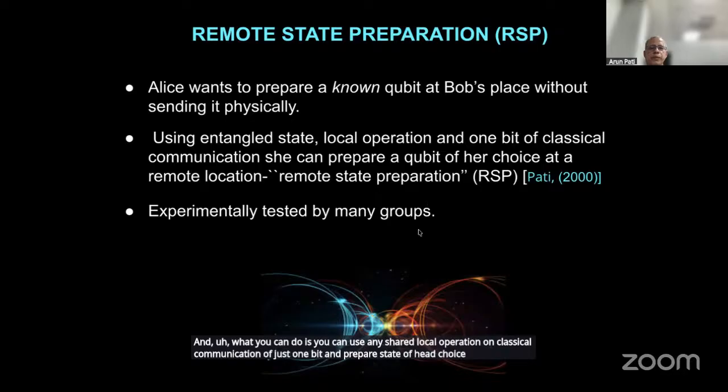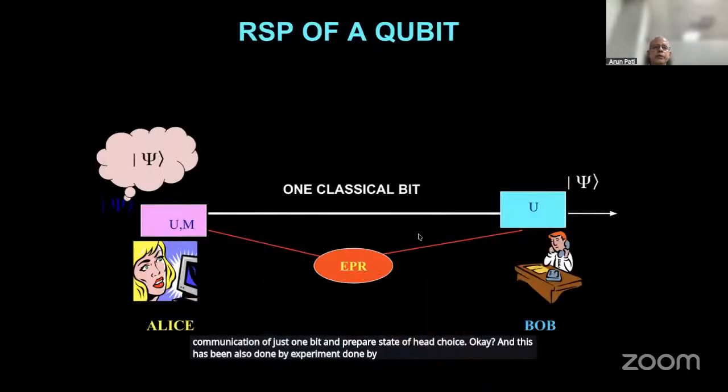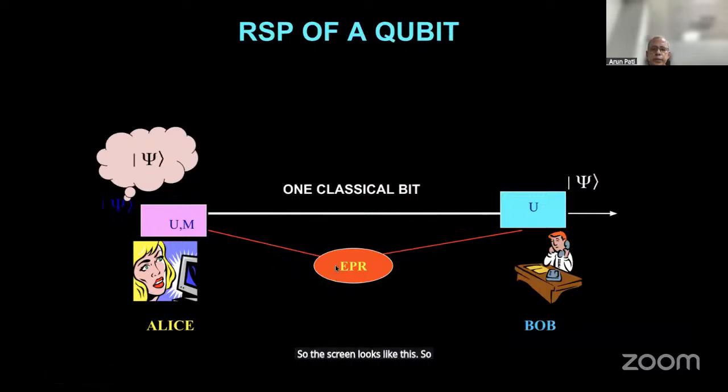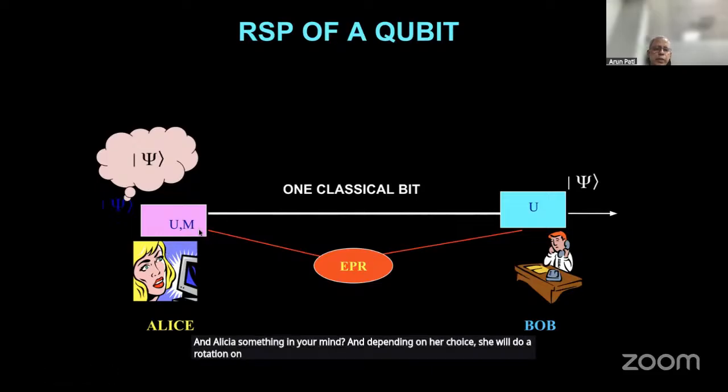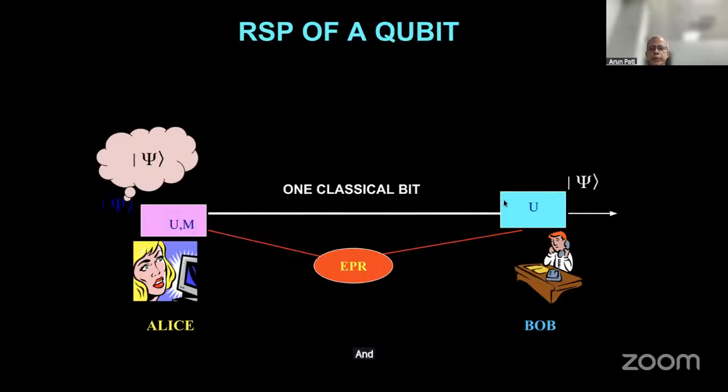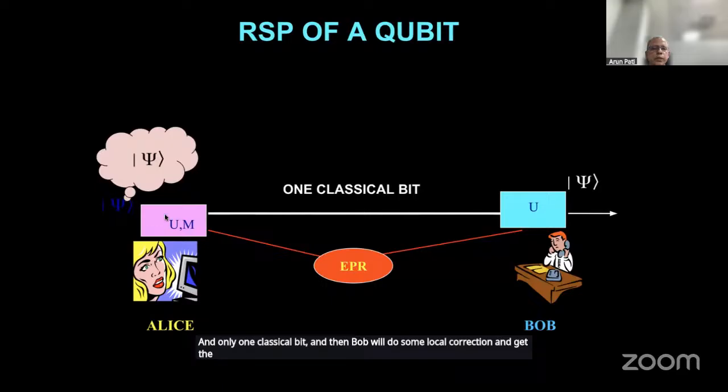This has also been done experimentally by many groups. So the scheme looks like this. Alice and Bob share this entangled channel, and Alice has something in her mind. Depending on her choice, she does a rotation on her particle and then a measurement, and sends only one classical bit. Then Bob does some local correction and gets the state that was in Alice's mind.